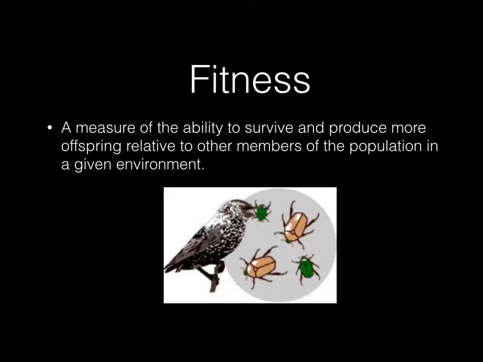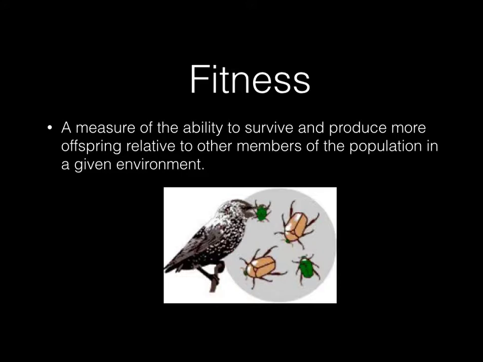But fitness is a measure of the ability to survive and produce more offspring relative to other members of the population in a given environment. So you have this population of a species, and certain characteristics within that species will allow that organism to reproduce at a higher rate.